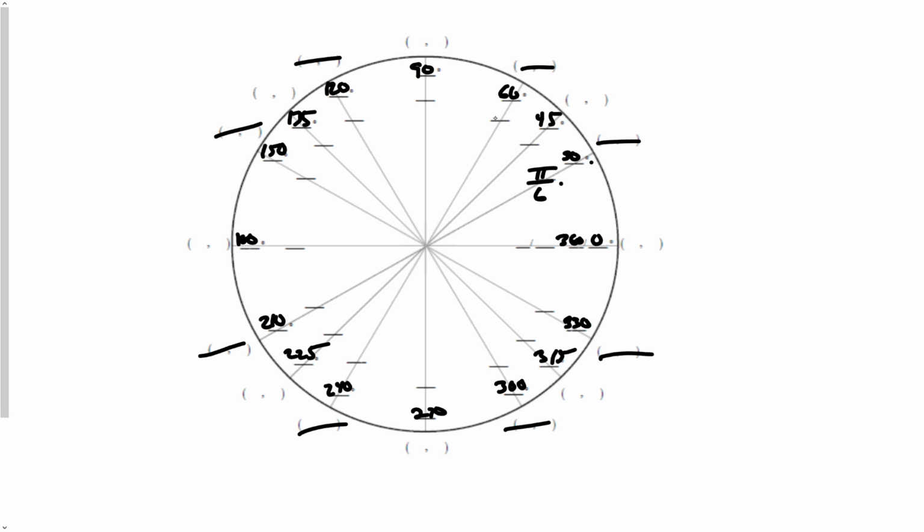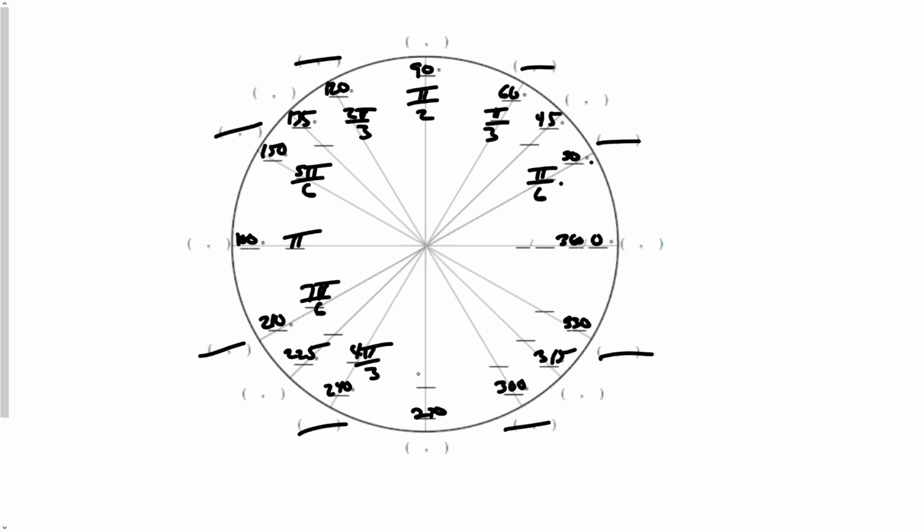So this would be 2 pi over 6, which reduces. 3 pi over 6, which reduces. 2 pi over 3, so that's 1, 2, 3, that's 4 pi over 6. 5 pi over 6, 6 over 6 reduces to pi. 7 pi over 6, 8 pi over 6 reduces to 4 pi over 3.